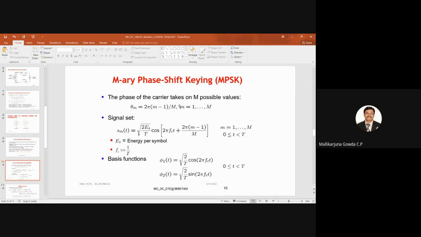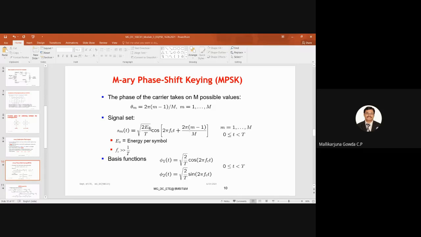With respect to that, I can express the signal set or the M-ary modulated signal as root of 2 Es by T. Es is the symbol energy and T is the symbol duration. So root of 2 Es by T cosine of 2 pi Fc t plus 2 pi of m minus 1 by capital M. It is the same QPSK signal expression, only slightly written in a different notation, that's all, where the value of small m can vary from 1 to M.